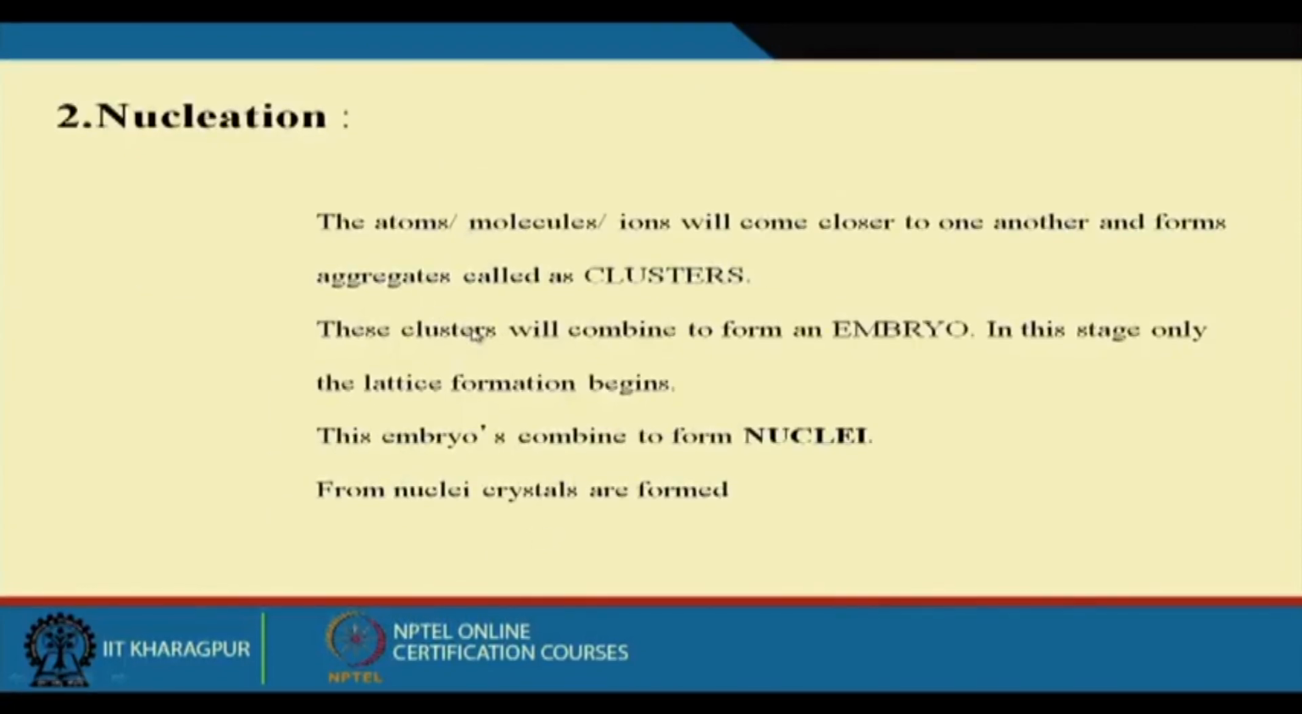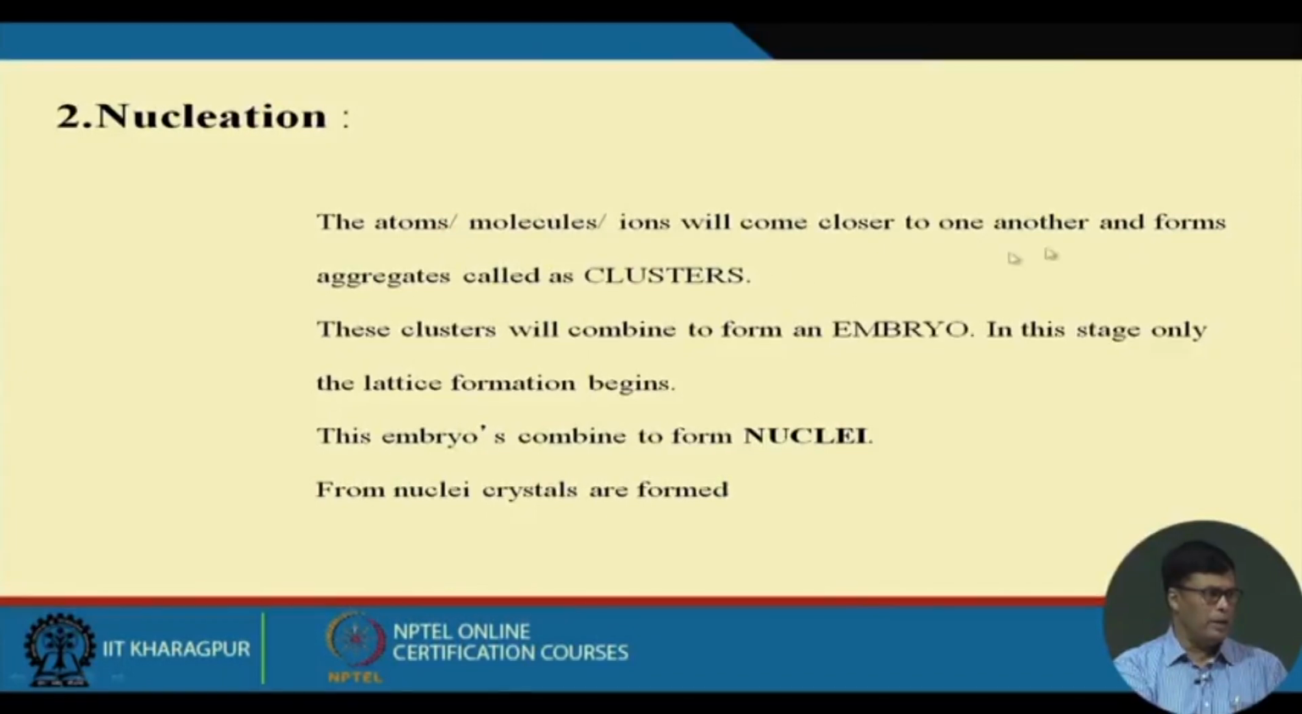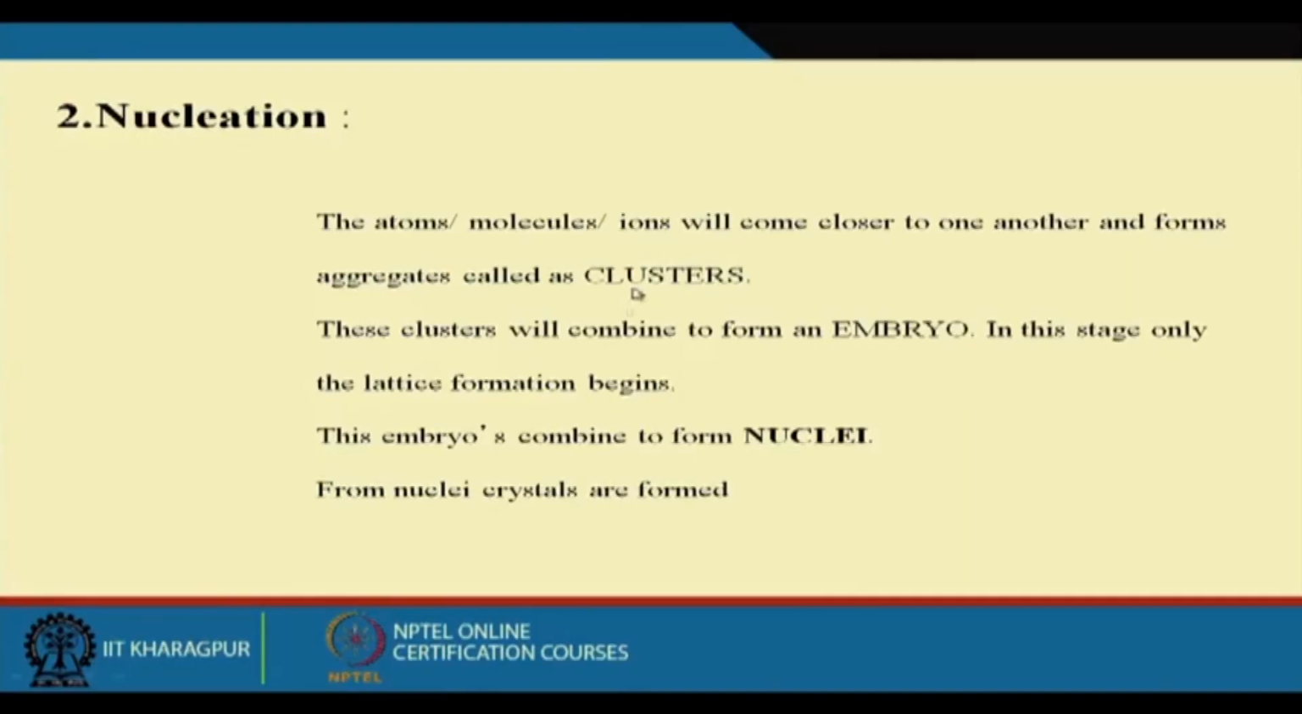Then how does crystal formation take place? This is very interesting. The atoms, molecules or ions come closer to one another and form aggregates or clusters. These clusters combine to form embryos, and at this stage only the lattice formation begins. And these embryos combine to form nuclei, and from the nuclei crystals are formed. So these are the different steps involved in the crystallization process.